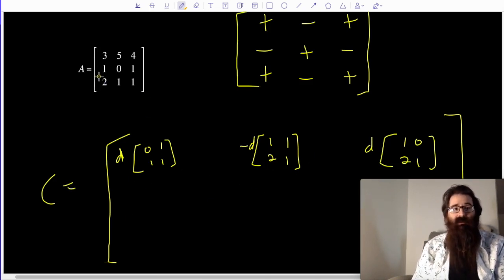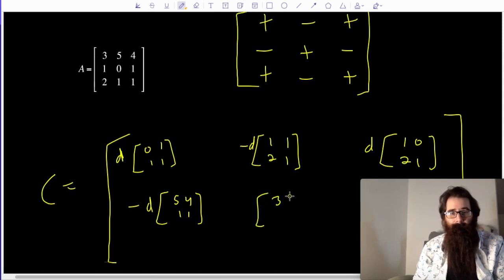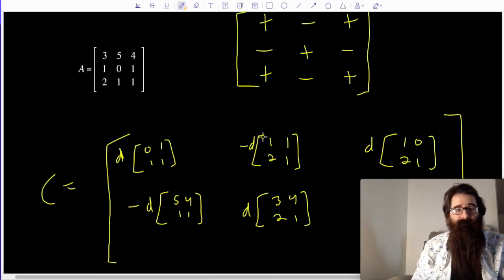Now we continue this. So now I'm going to go to this 1 here, right? First entry of the second row. I have to flip some sign, but if I remove that entry's row and column, I have the 2 by 2 matrix 5, 4, 1, 1. I want the determinant of it, but I have to flip the sign. Go to the middle, smack dab in the middle. That's the 0. I'm not going to pick out the 0. But I'm going to remove that entry's row and column, and that's going to give me 3, 4, 2, 1. I want the determinant of that. I don't have to flip the sign.